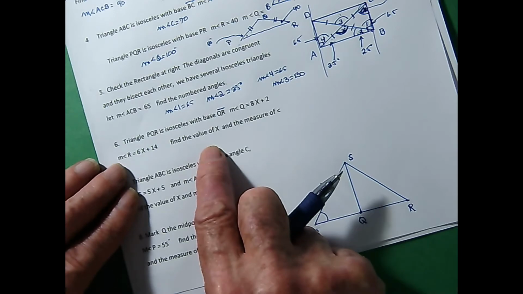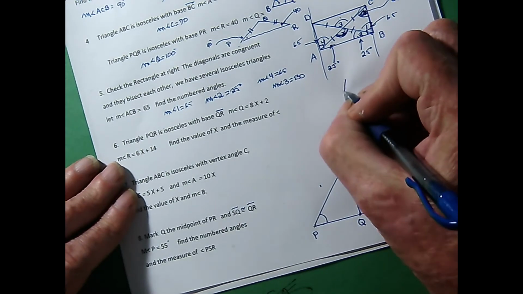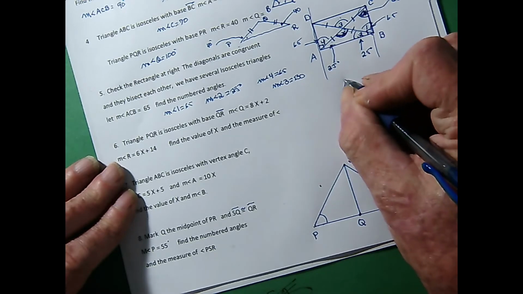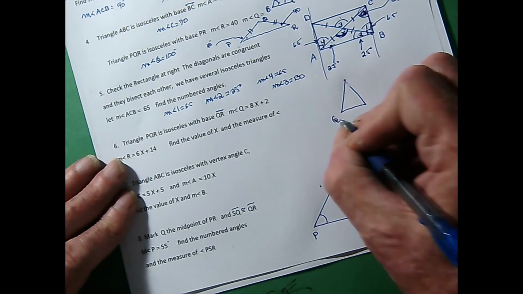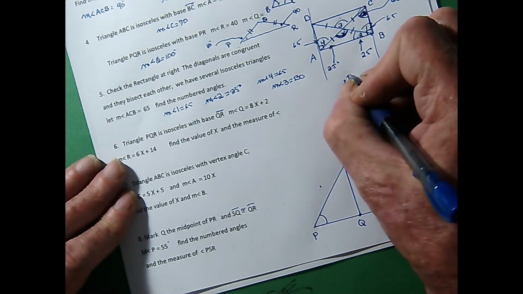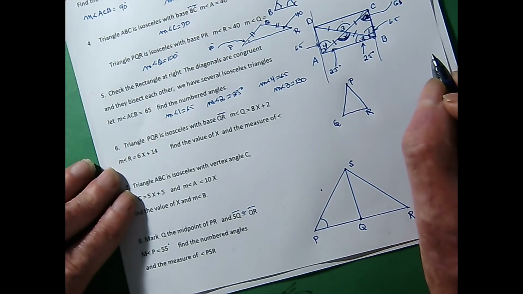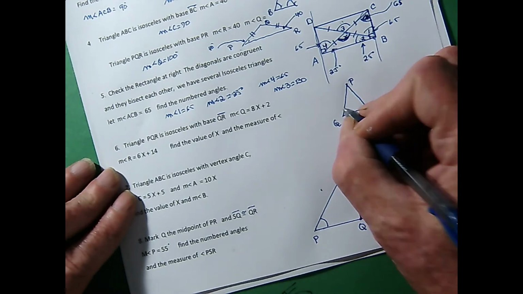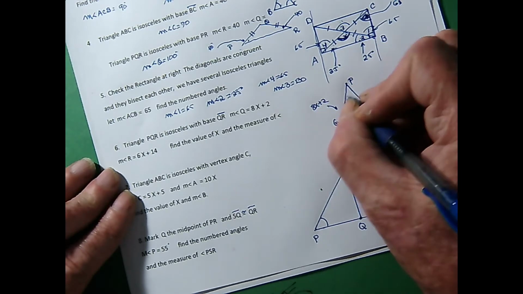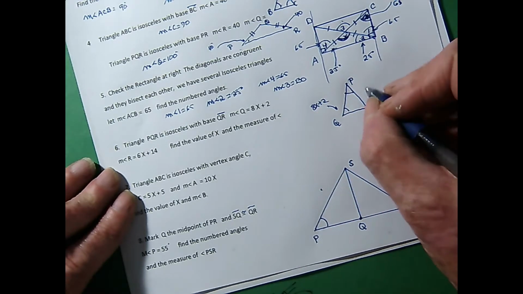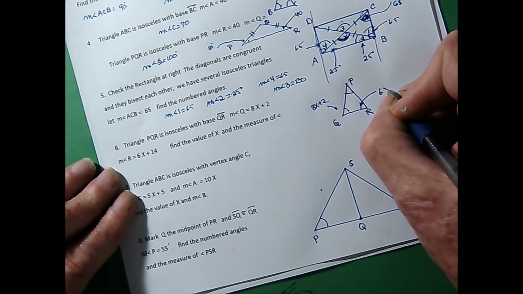Here's a pretty simple question, but it's not so simple if you don't have a sketch. Let's make a sketch right away. Isosceles triangle PQR with base QR. Now I have a good opinion about who's going to be the congruent angles here. Angle Q is 8x plus 2. And angle P? No, I don't know about angle P yet. Angle R is 6x plus 14.